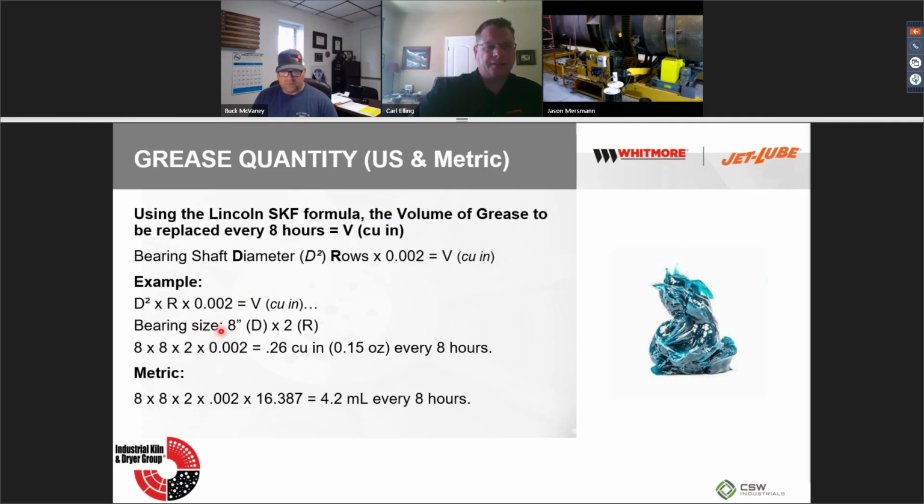here's what you got. Here's your bearing size, and there's 2 rows, so 8 inches and 2 rows here. So you multiply that, so D². So here's the formula here. Your diameter squared, and you multiply that times your number of rows. And to convert this into cubic inches is this, which is converted into 0.15 ounces, and that's applied every 8 hours.